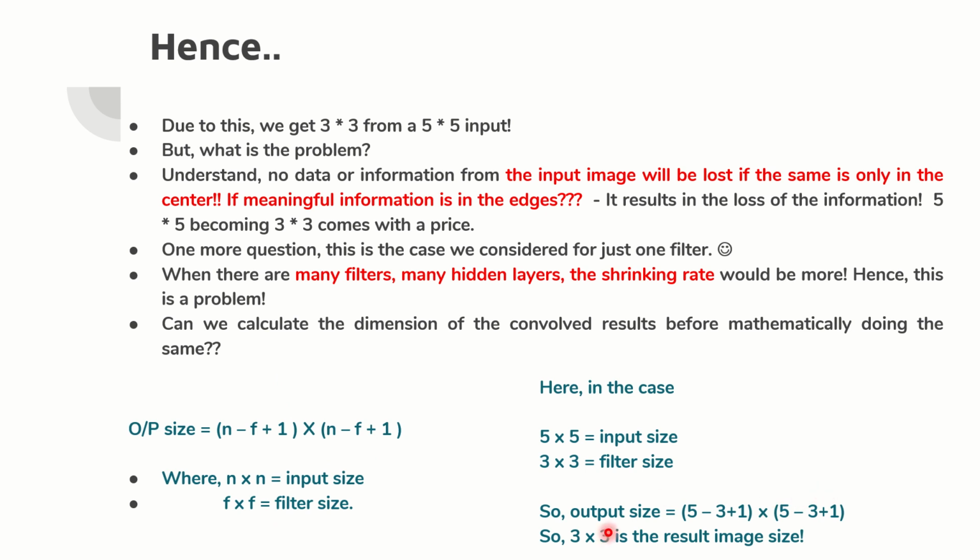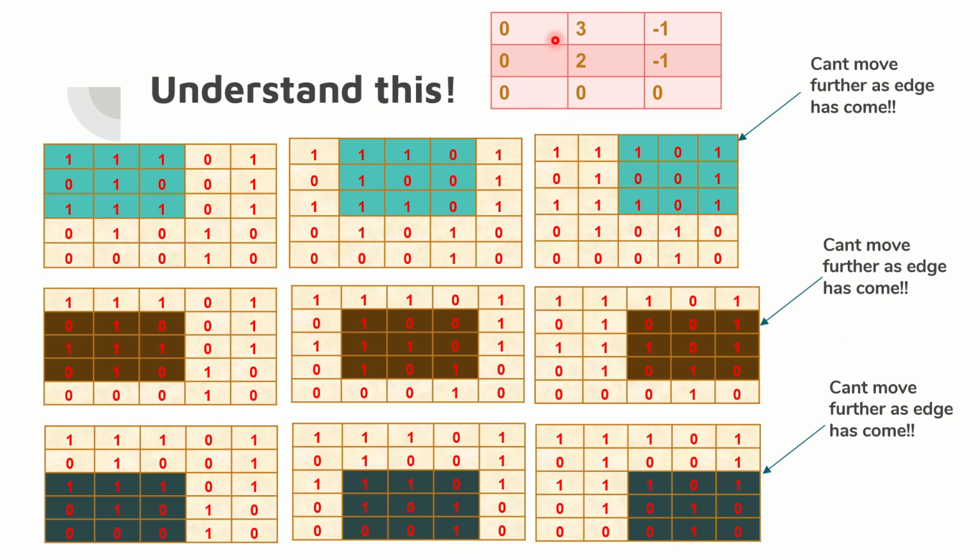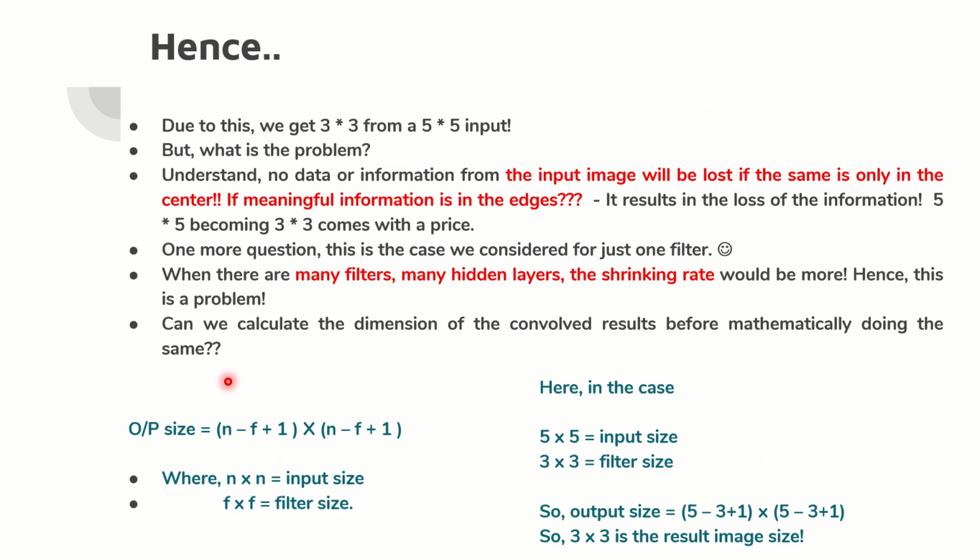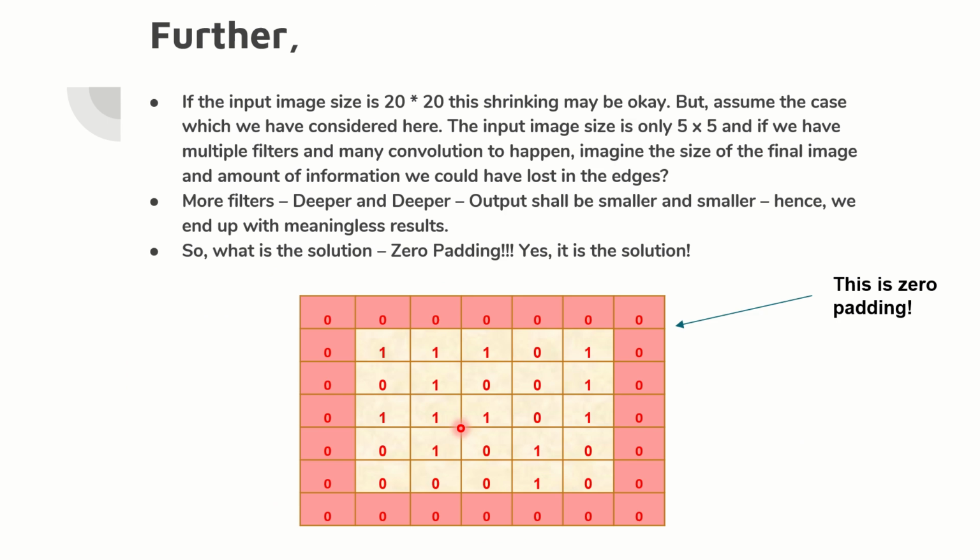That's what we got as a result, and you can see it here. This is the 3 cross 3. When I have a 5 cross 5 input and a filter of 3 cross 3, the output will be 3 cross 3, and it is calculated through this simple formula that I have presented here. Remember it, this formula is very important: n minus f plus 1, n minus f plus 1. The n is the input size, f is the filter size.